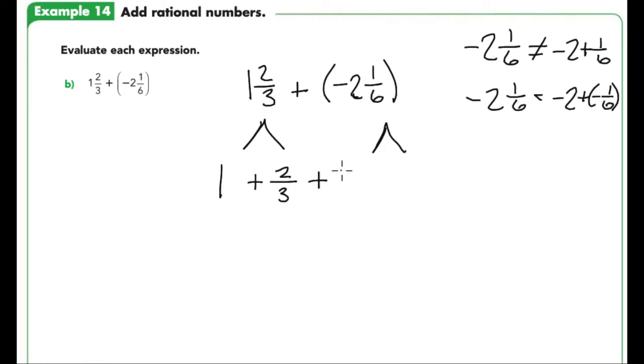So splitting this up, I'm going to write this as a negative 2 plus a negative 1/6.